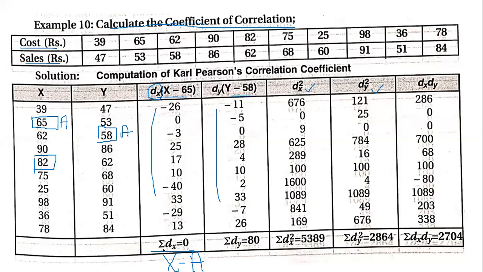So let's see the total of all the important values. Sigma dx is equal to 0, sigma dy is equal to 80, sigma dx square is 5389, sigma dy square is 2864, and sigma dx dy is 2704. So we have all these values ready with us. Let us go on and put this in the formula.